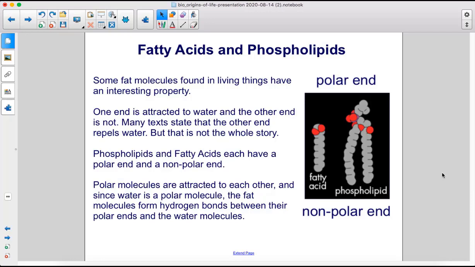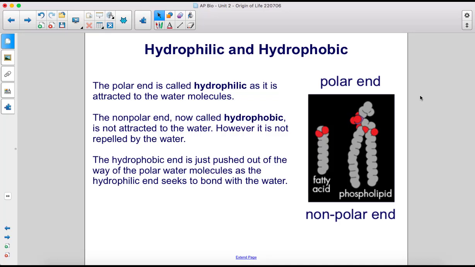Phospholipids and fatty acids each have a polar end and a nonpolar end. Polar molecules are attracted to each other, and since water is a polar molecule, the fat molecules form hydrogen bonds between their polar ends and the water molecules. The polar end is called hydrophilic, as it is attracted to the water molecules. The nonpolar end, now called hydrophobic, is not attracted to the water. However, it is not repelled by the water. The hydrophobic end is just pushed out of the way of the polar water molecules as the hydrophilic end seeks to bond with the water.